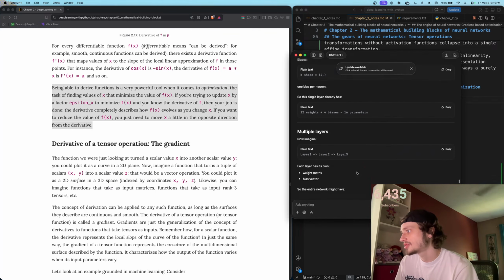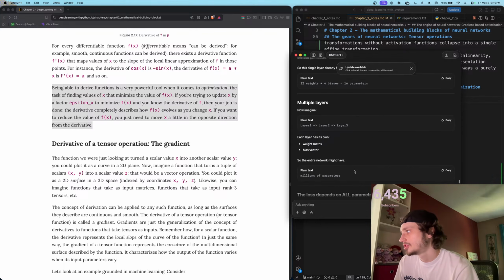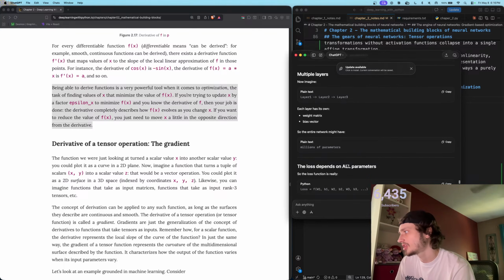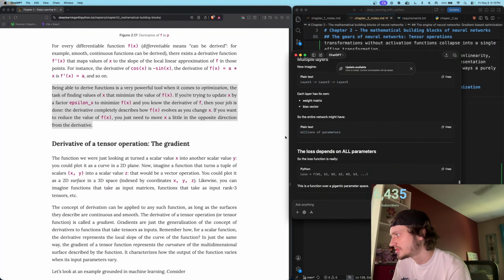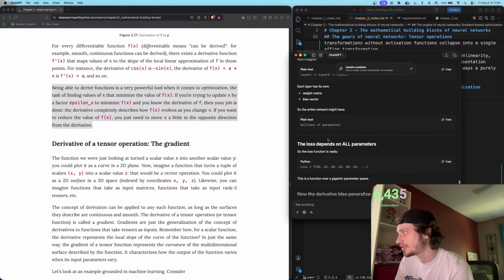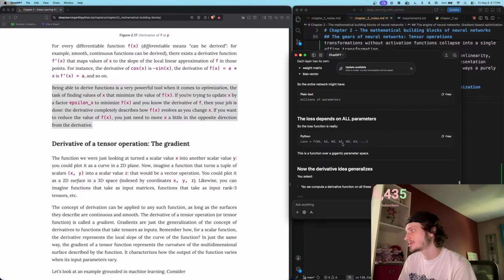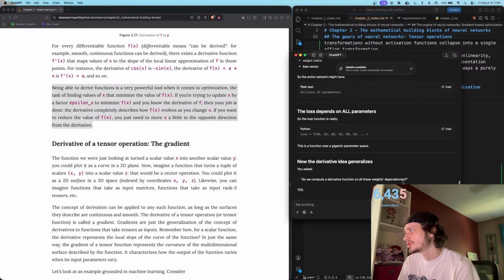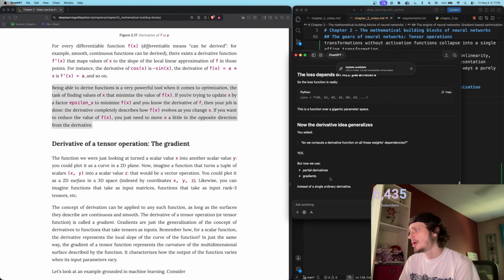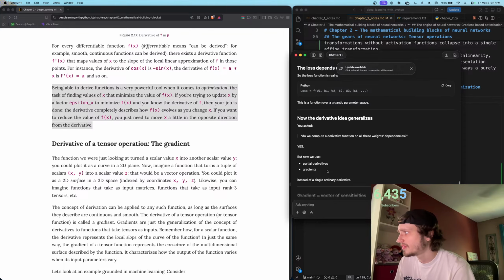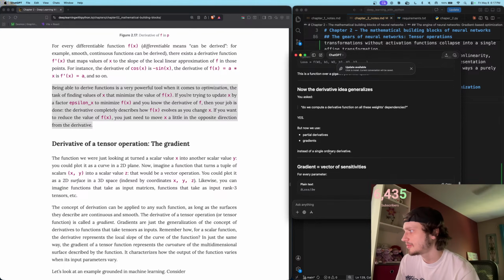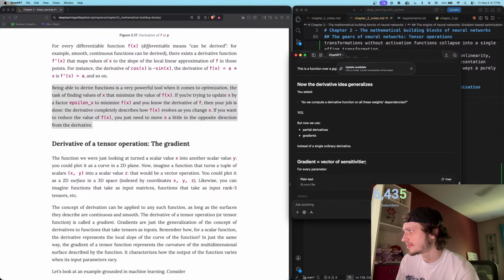Now you have multiple layers, so the network has millions of parameters. The loss depends upon all parameters. This is a function over a gigantic parameter space. Now the derivative idea generalizes, you asked. Do we compute a derivative function on all these weights' dependencies? Yes. But now we use partial derivatives and gradients instead of a single ordinary derivative. A gradient equals a vector of sensitivities for every parameter.